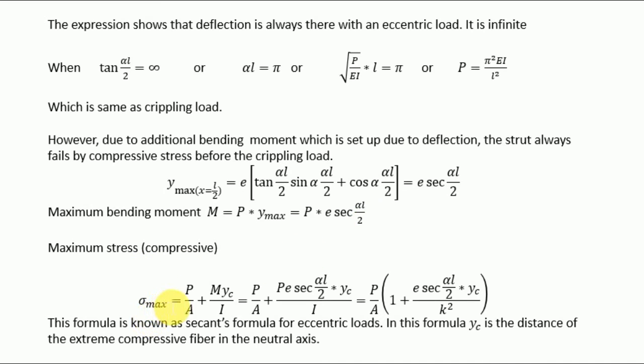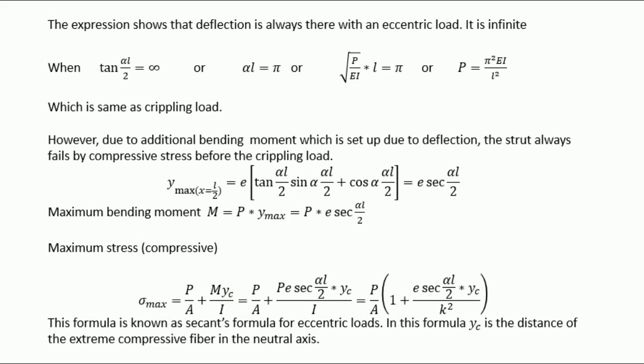And we know the maximum stress is P upon A. But because we are considering the section of the strut, we have to introduce the additional bending stress, M y c upon I. How this M y c upon I is introduced, we already studied in the previous chapter, or previous unit: the bending equation of a beam having a load is sigma upon y is equal to M upon I.